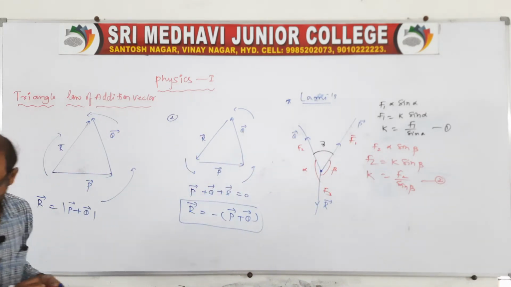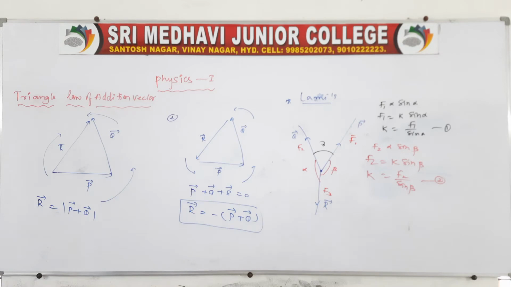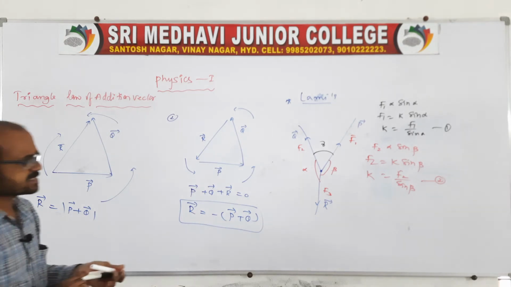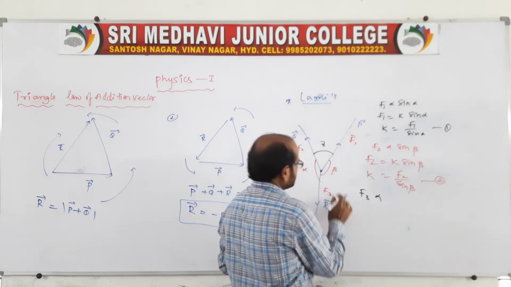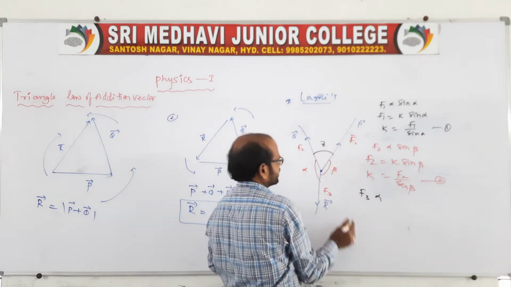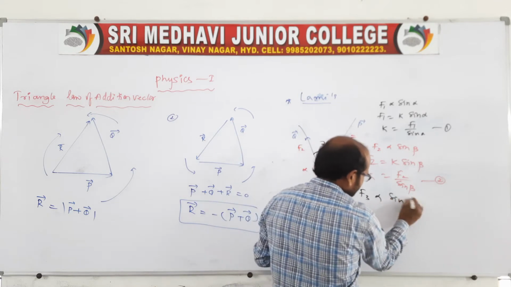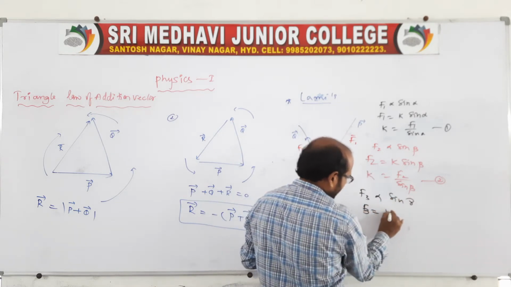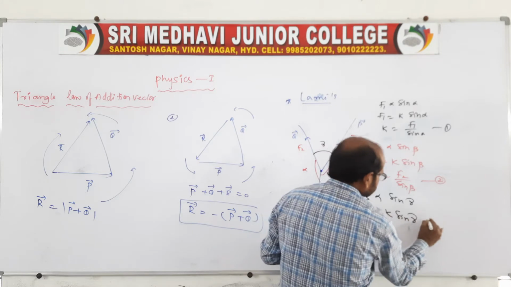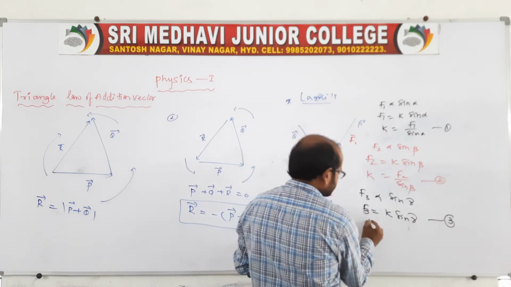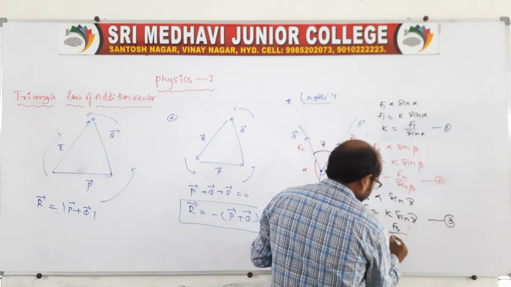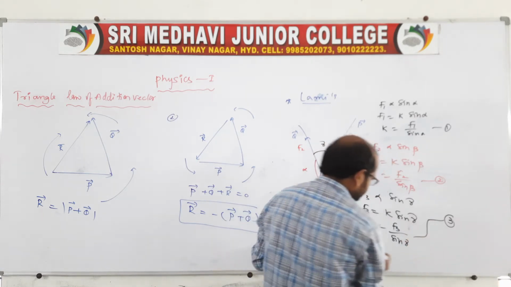Then coming to the third one, let us say F3. Here F3 is also directly proportional to the sine of the angle opposite to the two forces, that is F1 and F2. So F3 is equal to k into sine gamma. This is equation 3. Or else you can write k is equal to F3 by sine gamma.